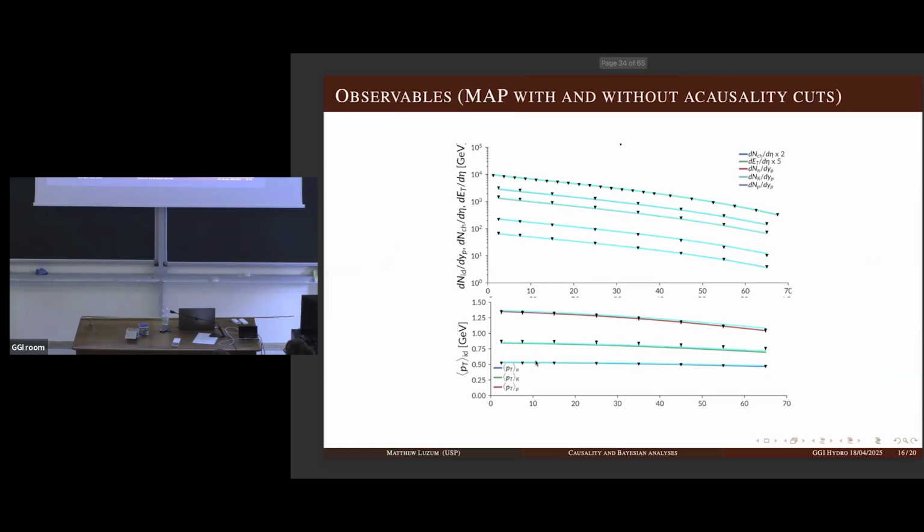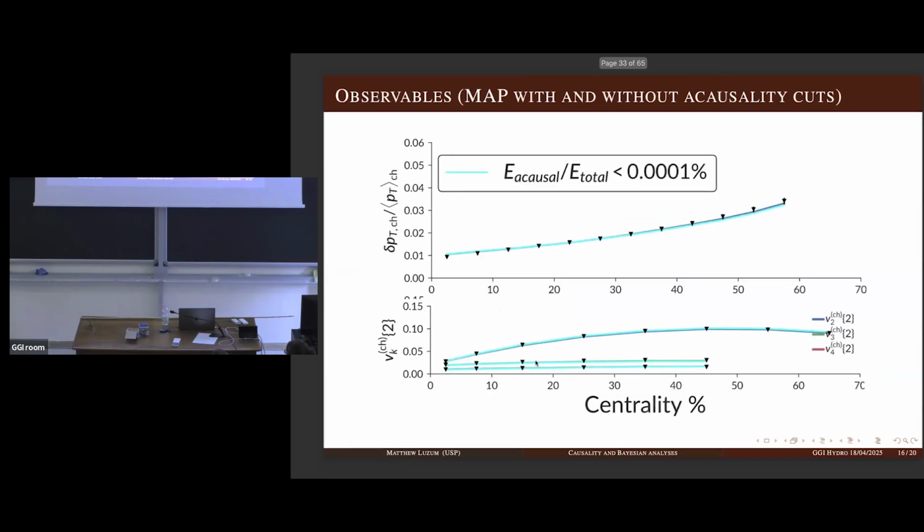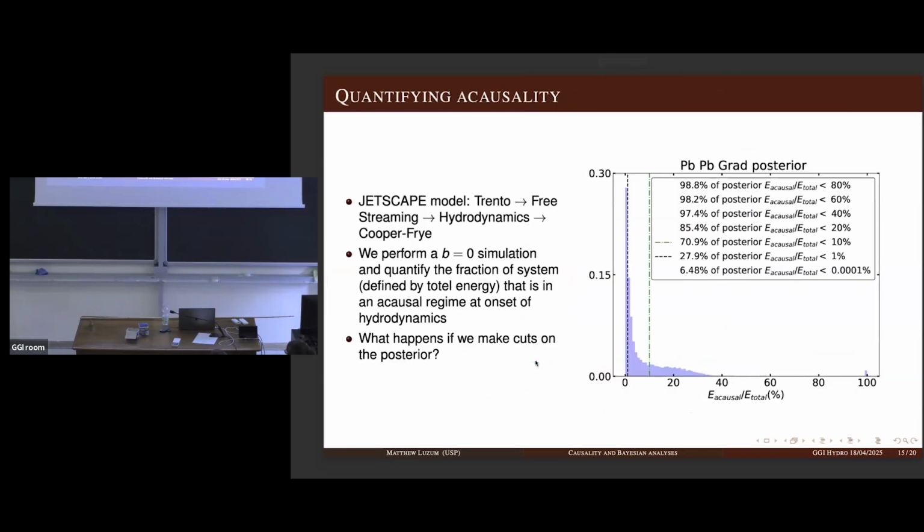Which one? This one? Okay, so yeah, I probably didn't explain it correctly. So let's see. I did all of this, and so this is comparing the best fit, the maximum of the full posterior without any cuts, to this cut down here where we say 0.0001% is the maximum energy fraction that we allow to be acausal, which is basically numerical 0. All of this is a very rough estimate.